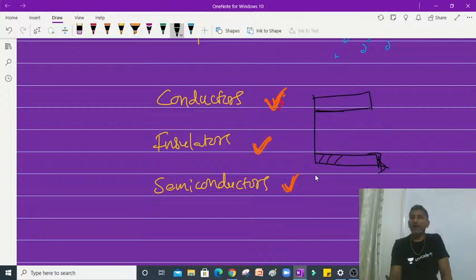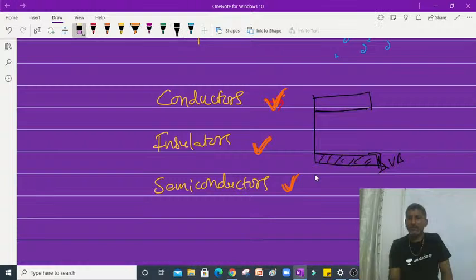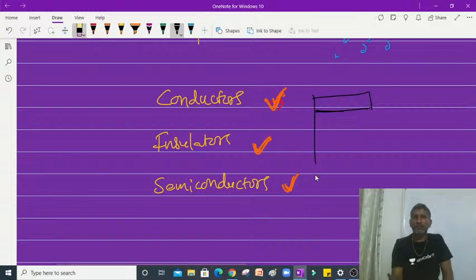See, this is the valence band. This is the conduction band. Actually, these lines are not required. One second, just a second. I'll draw this one more time.